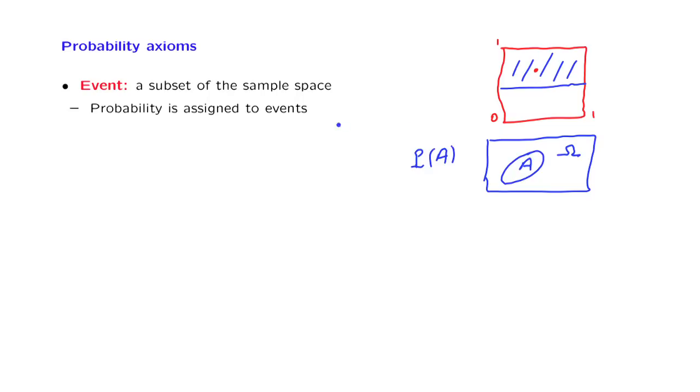And here comes a piece of terminology that a subset of the sample space is called an event. Why is it called an event? Because once we carry out the experiment and we observe the outcome of the experiment, either this outcome is inside the set A, and in that case we say that event A has occurred, or the outcome falls outside the set A, in which case we say that event A did not occur.